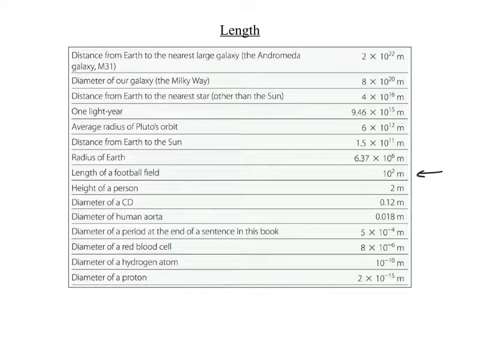Well, not should know, but I shouldn't assume people know sports. If you know about a football field, there's 100 yards in a football field, and a yard is close to a meter. So they're saying it's close to 100 meters. It's not exact, it's on that order of magnitude. And then 2 meters, about the height of a person.